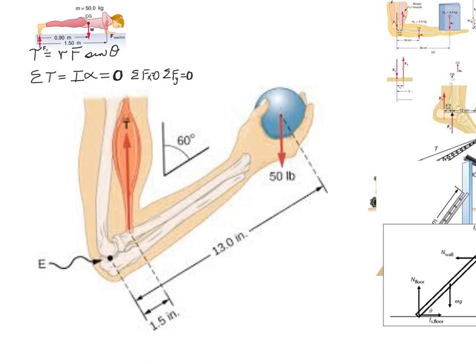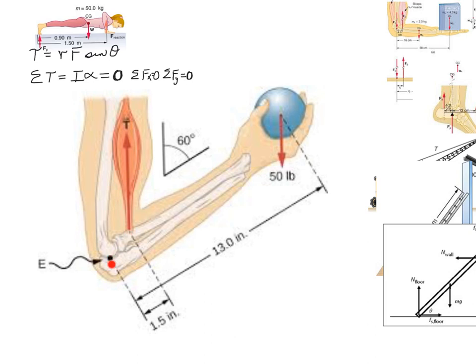Okay, I think we can speed up now. So here's the next problem. It's an arm holding a ball, and so you can see the anatomy here. And so the person's holding a weight, which is a force down, and there's an elbow joint.